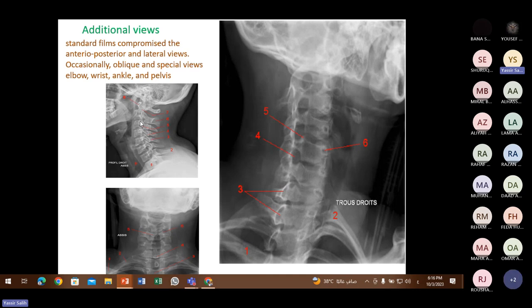Also, this is the X-ray for the cervical spine AP, and this is the lateral, in which the X-ray is done from side to side, and this is the X-ray that goes from anterior to posterior. But sometimes we need other views, like this oblique view, which is an additional view.